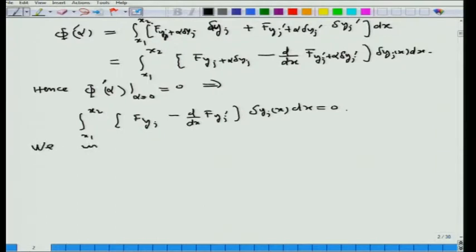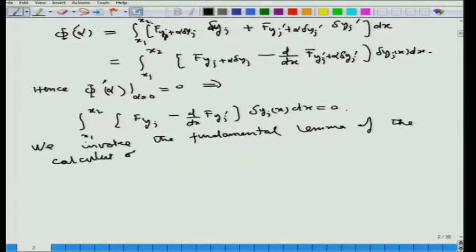We invoke the fundamental lemma of the calculus of variations to get f_{y_j} minus d by dx of f_{y_j'} equal to 0. So, this is what we get.